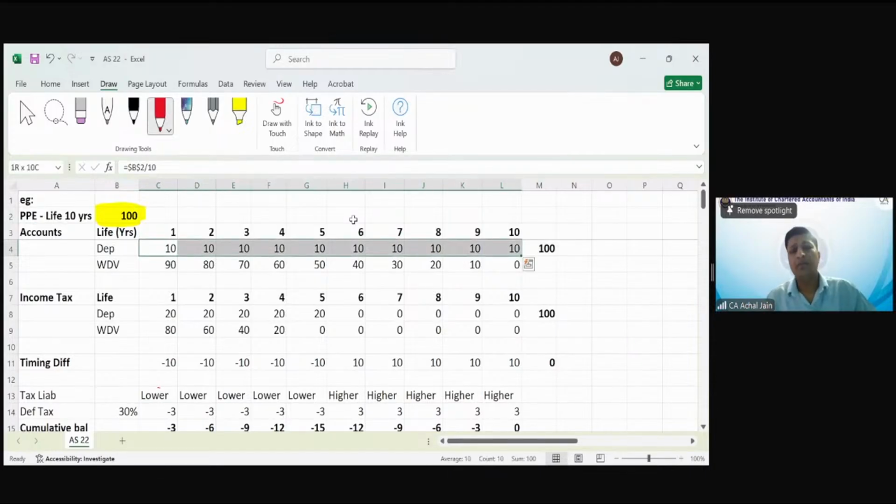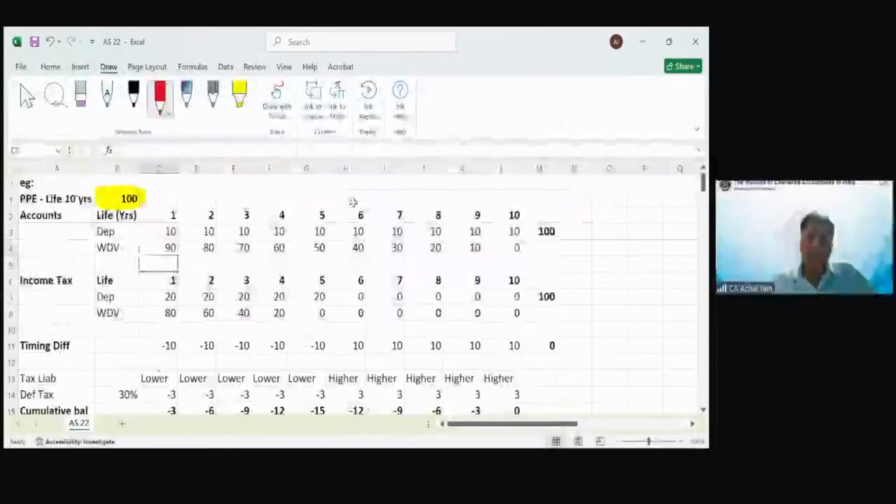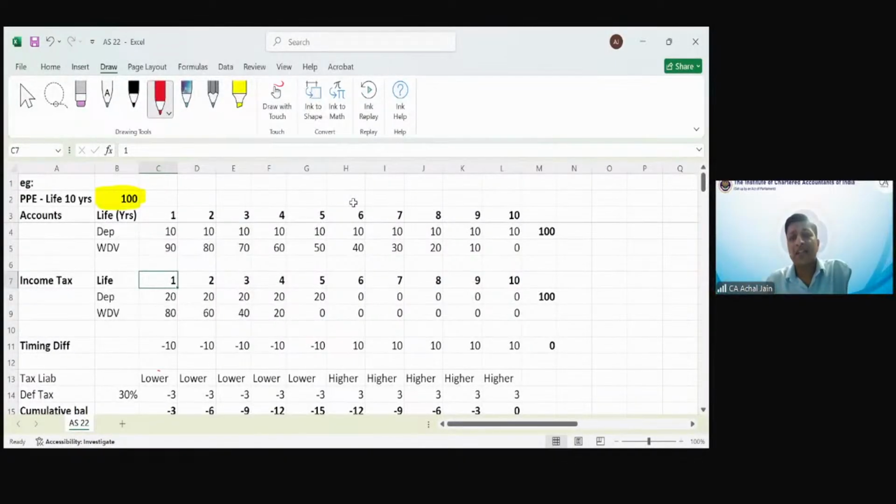Now let's suppose as per income tax, depreciation rates are different. In fact, as per income tax, depreciation rates are not the same as in books of accounts. Under income tax, you have these rates, whereas in the books of accounts you follow useful lives. Correct?